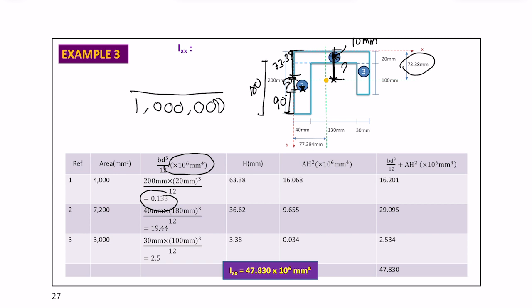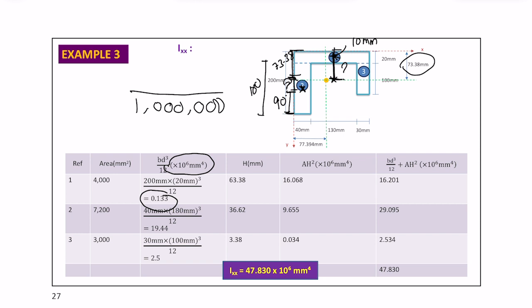So, section number 3, B is 30 mm times the depth of section 3, which is 100 mm, power of 3, divide with 12. Then you divide with 1 million to make it in times 10 power of 6. You will get 2.5. And get the value of H.